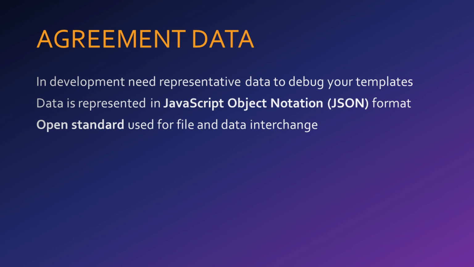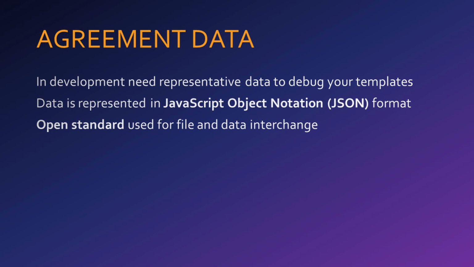When legal text is deployed in an agreement, it uses the real live data from that agreement. But for development purposes, you'll need representative data for debugging. You can maintain multiple versions of representative data, with each version representing a different agreement scenario. Then you can change this data when you're debugging your templates.